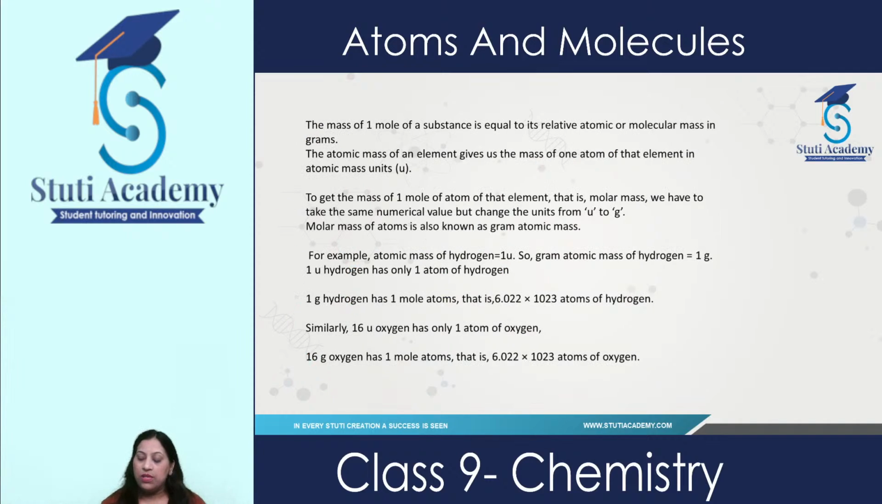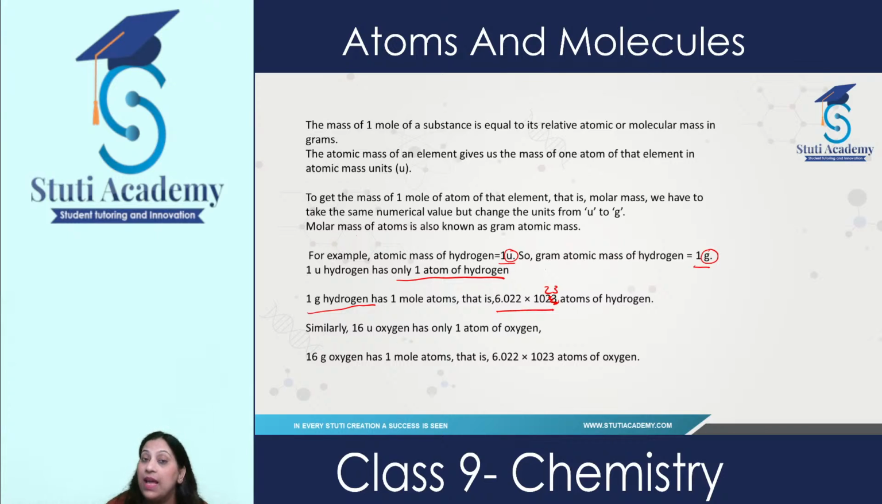Now, I'm giving you one more example. For example, the atomic mass of hydrogen is 1 u. So its gram atomic mass is 1 gram. See, only g is written in place of u. And 1 u hydrogen has only 1 atom of hydrogen. 1 gram hydrogen has 1 mole of atoms, which is equivalent to 6.022 × 10^23 atoms of hydrogen.